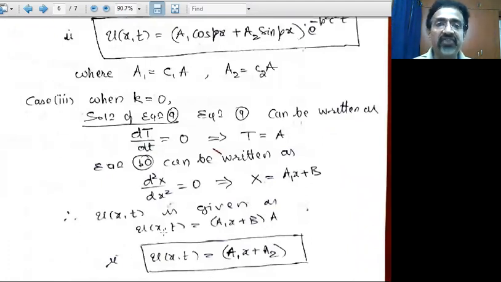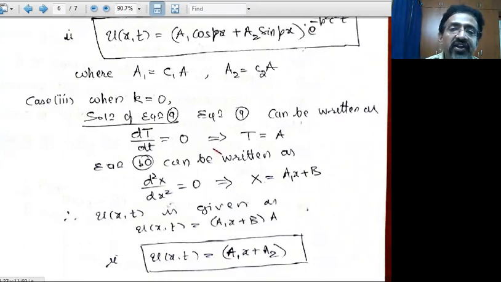So if I consider a constant, if it is a real number, either it can be 0 or it can be positive or it can be negative. So I consider two cases. One is the positive k case, the other is the negative k case. Now I consider the third case, k is equal to 0.